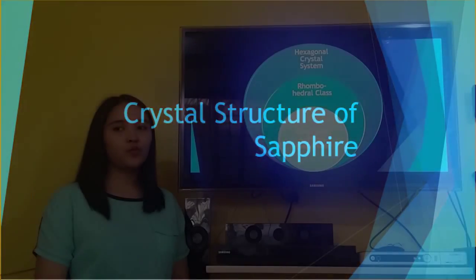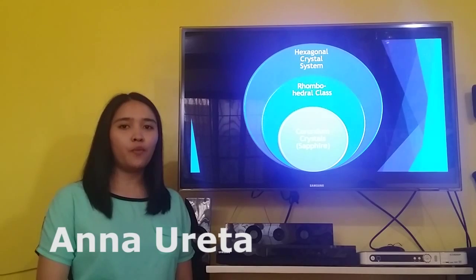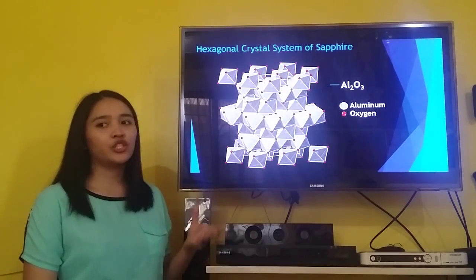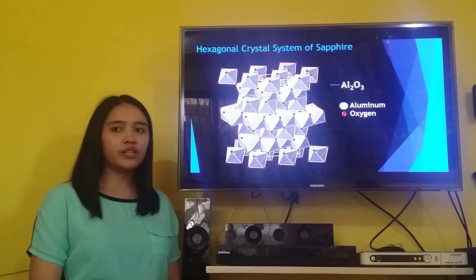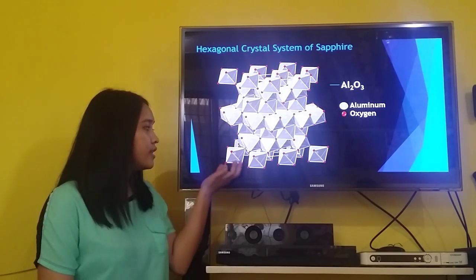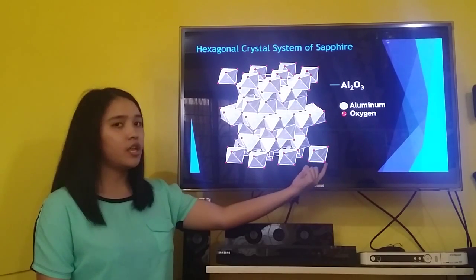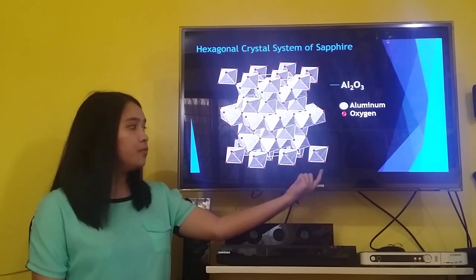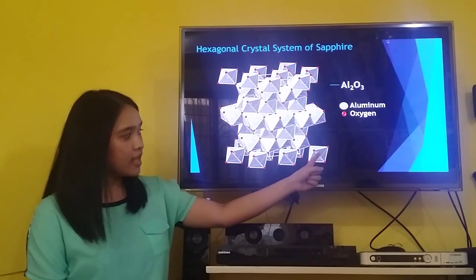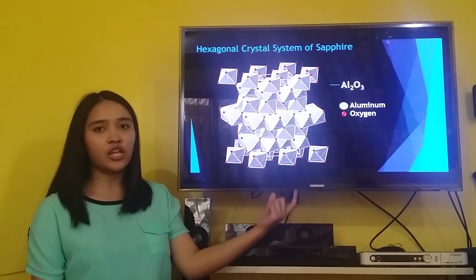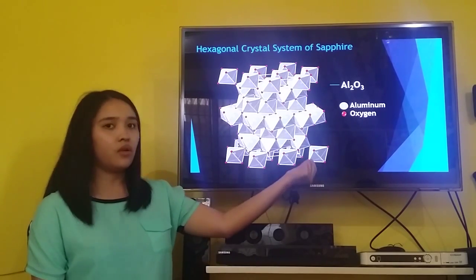Sapphire is a corundum crystal which belongs to the rhombohedral class of the hexagonal crystal system. In this structure, you can see the hexagonal crystal system made up of individual rhombohedral units. Each rhombohedral unit is composed of an aluminum ion, which you can see in the center, and it is surrounded by 6 oxygen ions, as depicted by the red dots.